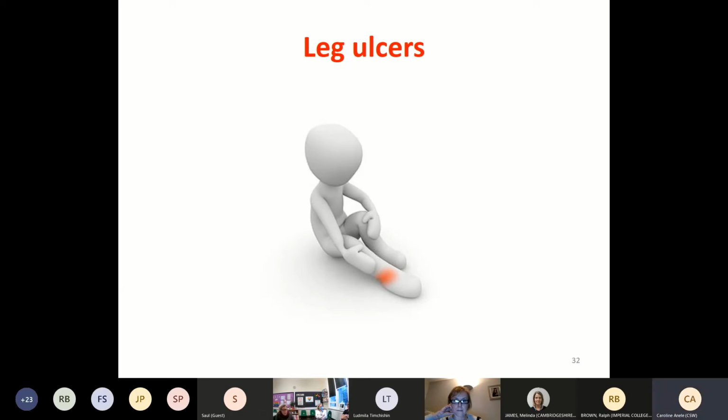Teenagers with sickle cell disease could also be prone to leg ulcers. And if this happens, just think about the effect it could have on the way they feel, and also the pain that can come from that area. So it's very important to be sensitive to any of the teenagers that has this problem.